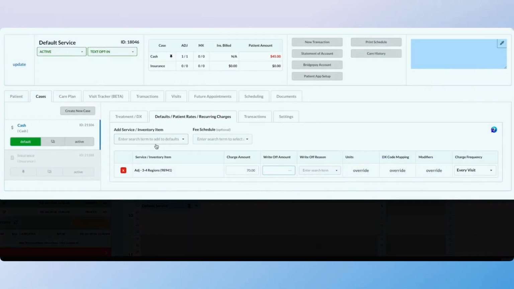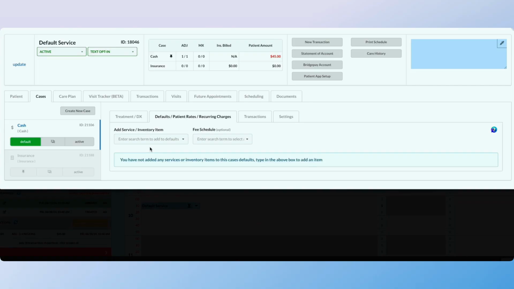Now that we've gone over how to add a default service, the different types of default services, what the fields mean, and the difference between the cash and the insurance default services, I want to go through an example of how I would use default services in a patient's case. We're going to go through an example where I'm using all three types of default services.